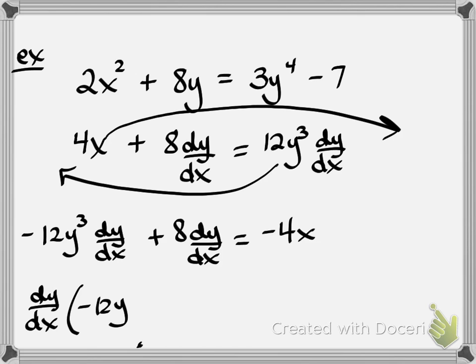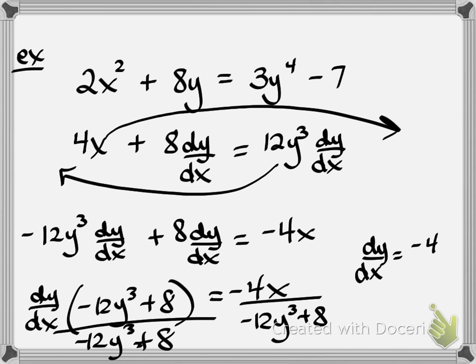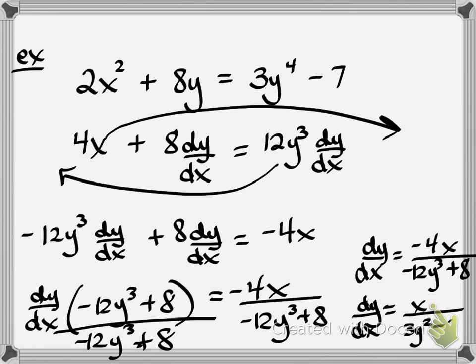You get negative 12y cubed plus 8 equals negative 4x. Last step, divide to get the dy dx by itself. So dy dx is negative 4x over negative 12y cubed plus 8. All of these terms are divisible by 4 or a negative 4. I'm going to divide them all by a negative 4. So I'll get x over 3y cubed minus 2.